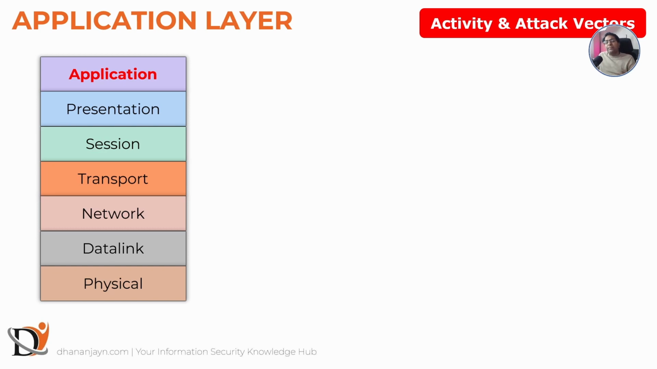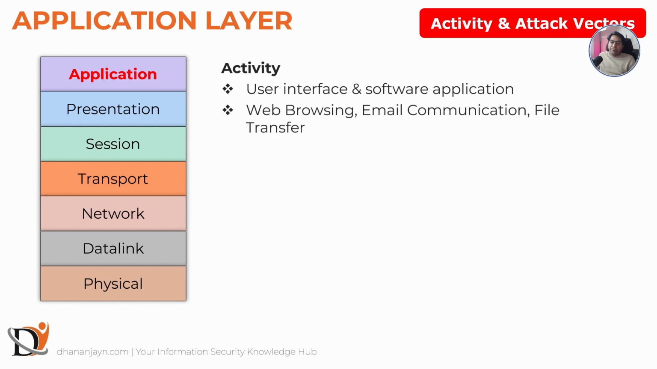So here, application layer. Activity, as we have understood, user interface and software applications work at this layer. Web browsing, email communication, and file transfer happen at this layer. And the protocols that are used are HTTP, SFTP, FTP. These are only some protocols that I have mentioned, but there are many more protocols used by different applications at this particular application layer.